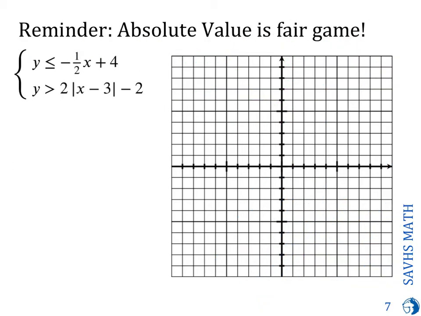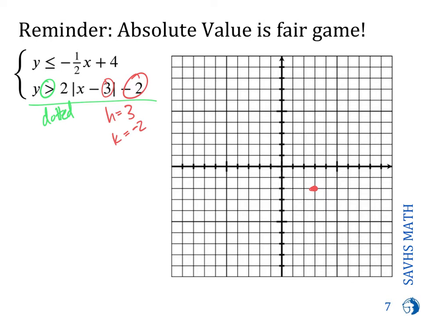I just wanted to throw it out there that absolute value is fair game for these inequality systems. And so I'm going to start by graphing this absolute value one so that we have a little practice with that. This is going to be a dotted line that I'm going to create. I can look at H and K. H is 3 and K is -2. And I can find out that the vertex is at the point 3, -2 right here.